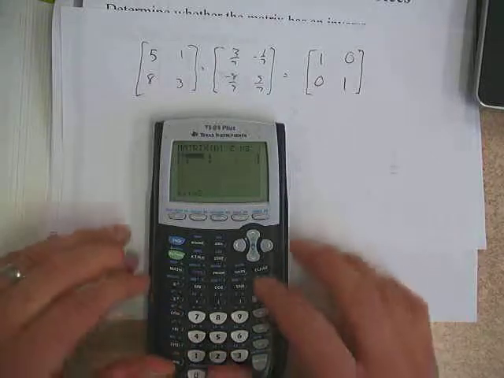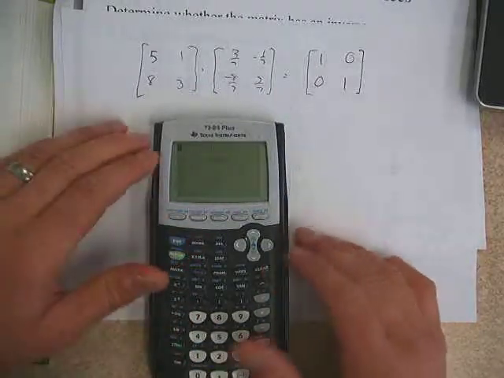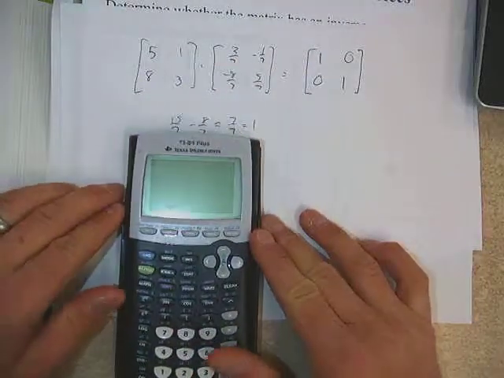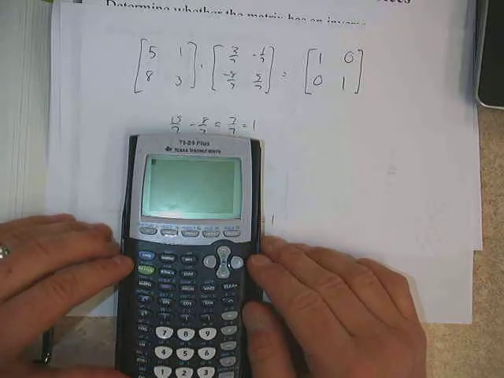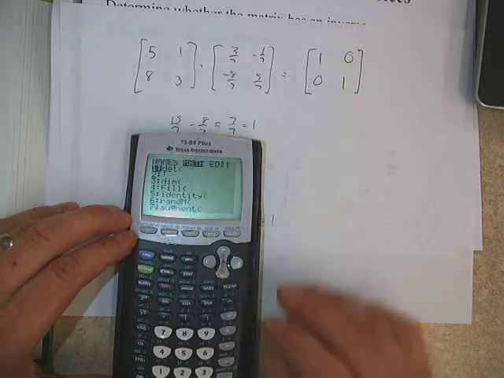I do want to show you a couple things with the calculator here that you can use to check. We make our matrix. I'm going to make my matrix A a 2 by 2. Make it 5, 1, 8, and 3. So my matrix A is stored.